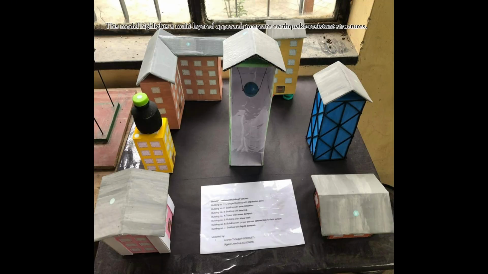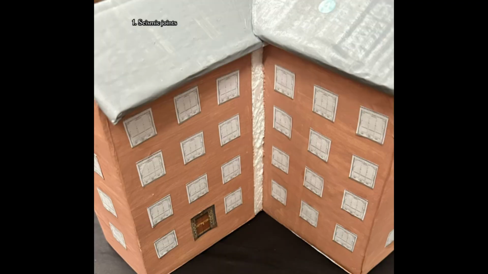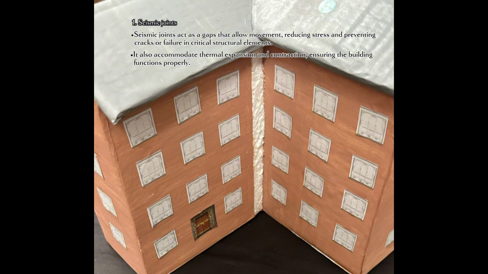This model highlights a multi-layered approach to create earthquake-resistant structures. 1. Seismic joints. Seismic joints act as gaps that allow movement, reducing stress and preventing cracks or failure in critical structural elements. It also accommodates thermal expansion and contraction, ensuring the building functions properly. By isolating movement between building sections, seismic joints minimize the risk of cascading failures during earthquake.